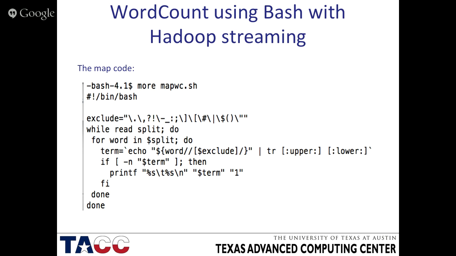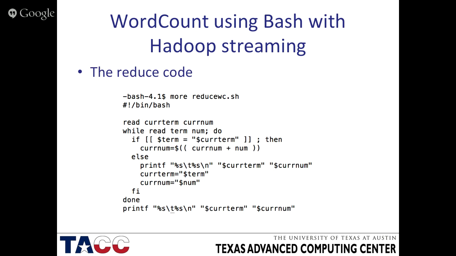But in this case, the context is the standard out. So you run this, and then you get the standard out. You can run this separately with any text files. You can see the output. And then the reduce code in the bash scripts is very similar to the Java code implementations.